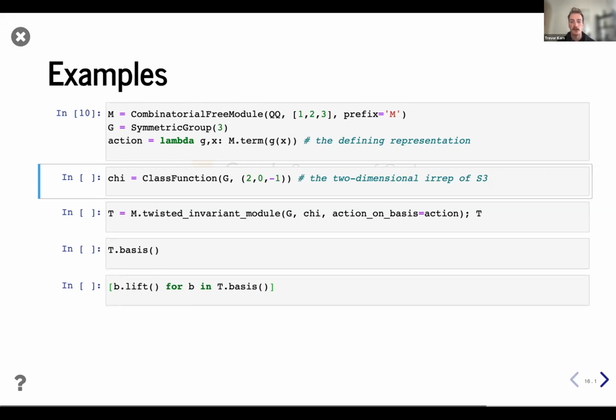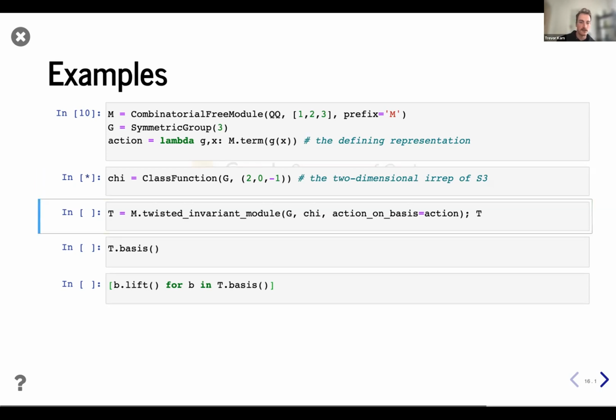Now it's known that there is one 2-dimensional irreducible representation of S3. And so I can define that using the class function. So this is going to be a function on the conjugacy classes of G, and these are going to be their character values. Again, the class function doesn't necessarily know that this is irreducible. So this is just a general framework, and you have to make sure that you're passing in the right things if you want to really think about an irreducible character. But I'm telling you, this is a good one.